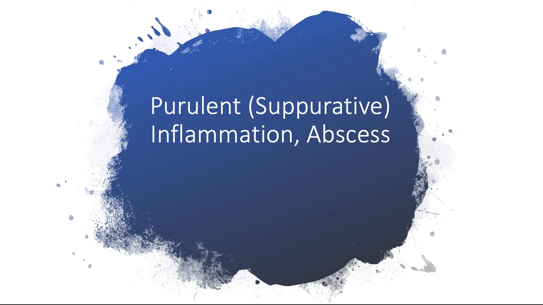Purulent or suppurative inflammation is characterized by the production of pus, an exudate consisting of neutrophils, the liquefied debris of necrotic cells, and edema fluid. The most frequent cause of purulent inflammation is infection with bacteria that cause liquefactive tissue necrosis, such as staphylococci. These pathogens are referred to as pyogenic, pus-producing bacteria.